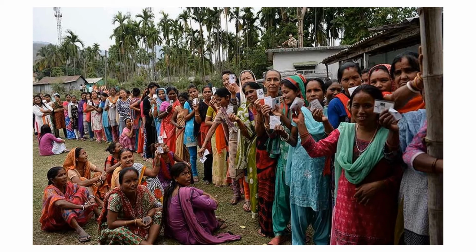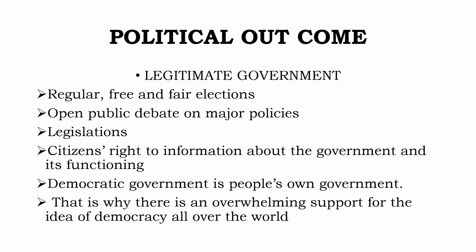This is the political outcome. So we have understood that in the political outcome, it's the legitimate government. Why do we say it's the legitimate government? Free and fair elections are held. They will be regular, frequently taking place, and there is open public debate on major policies and legislations. The legislature is there that forms the law for the benefit of the citizens. Citizens have the right to information about government and its functioning. So any person in the country can get the process, the method of decision making. That's why it is transparent.